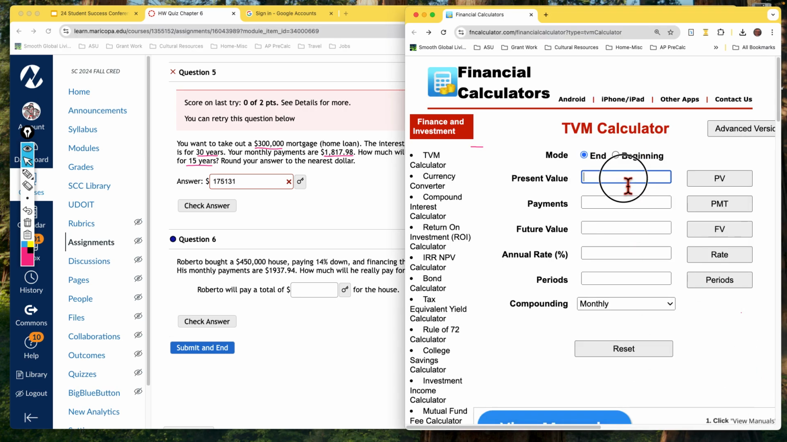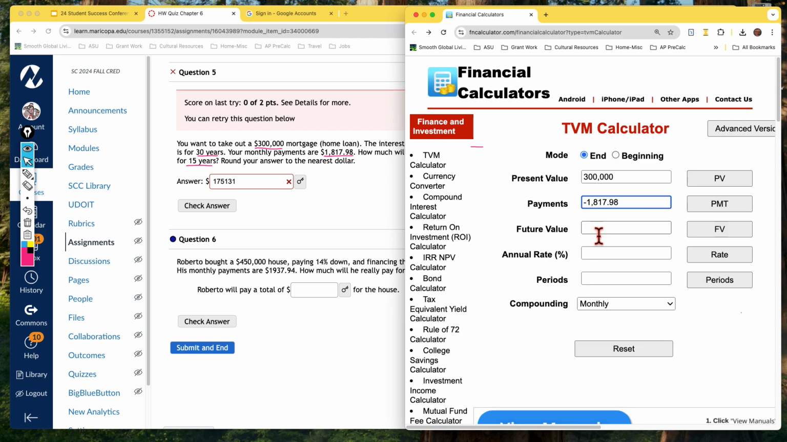Let's reset. So 300,000, the amount of our loan. We know the payments, so we're actually going to put that in as a value, $1,817.98. Yeah, see, I forget about those things until later and I make a mistake. So yes, that is negative. It's going away from us. Good.